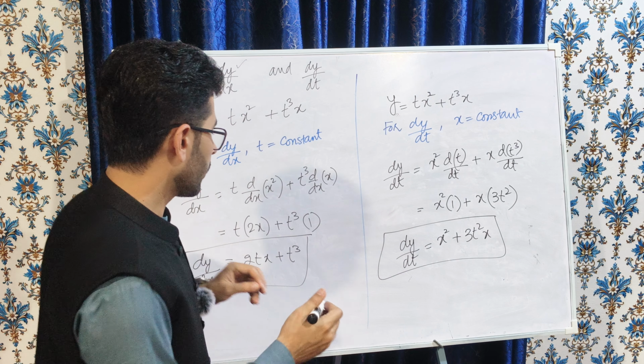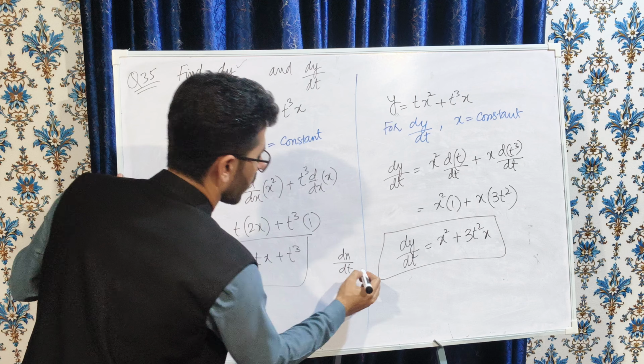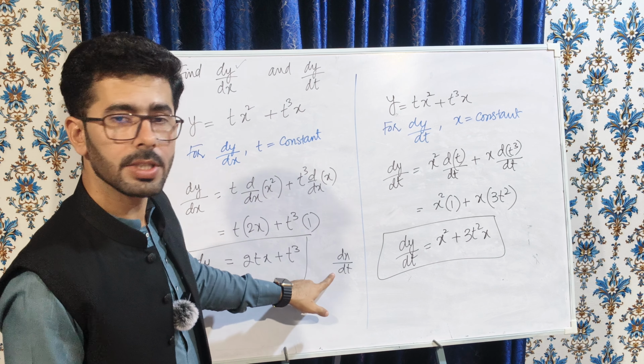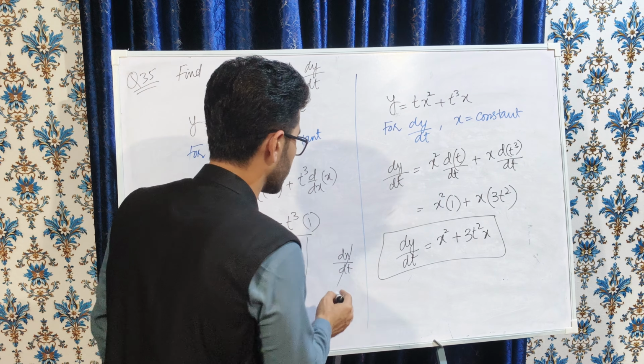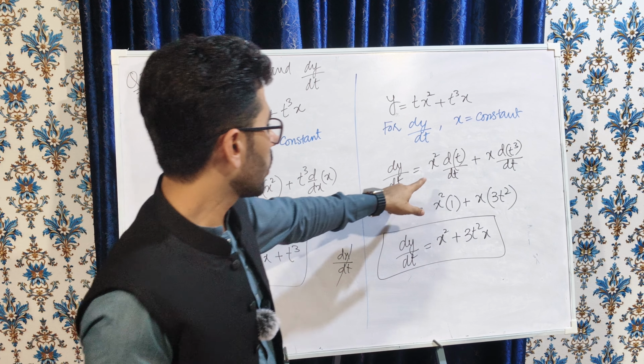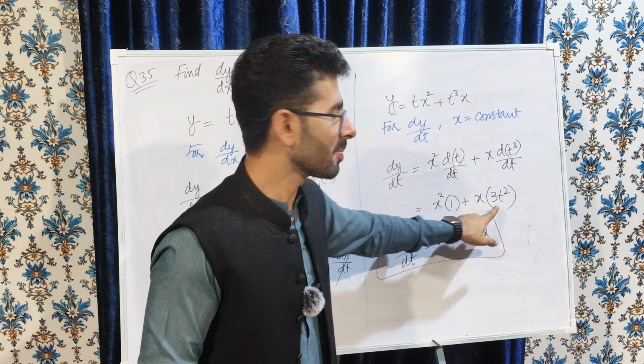Now remember, if you take the derivative of x with respect to t, where x is being treated as a constant, this will become 0. So that's why we are not finding the derivative of the other parts. The derivative of t is 1, the derivative of t cube is 3t square.